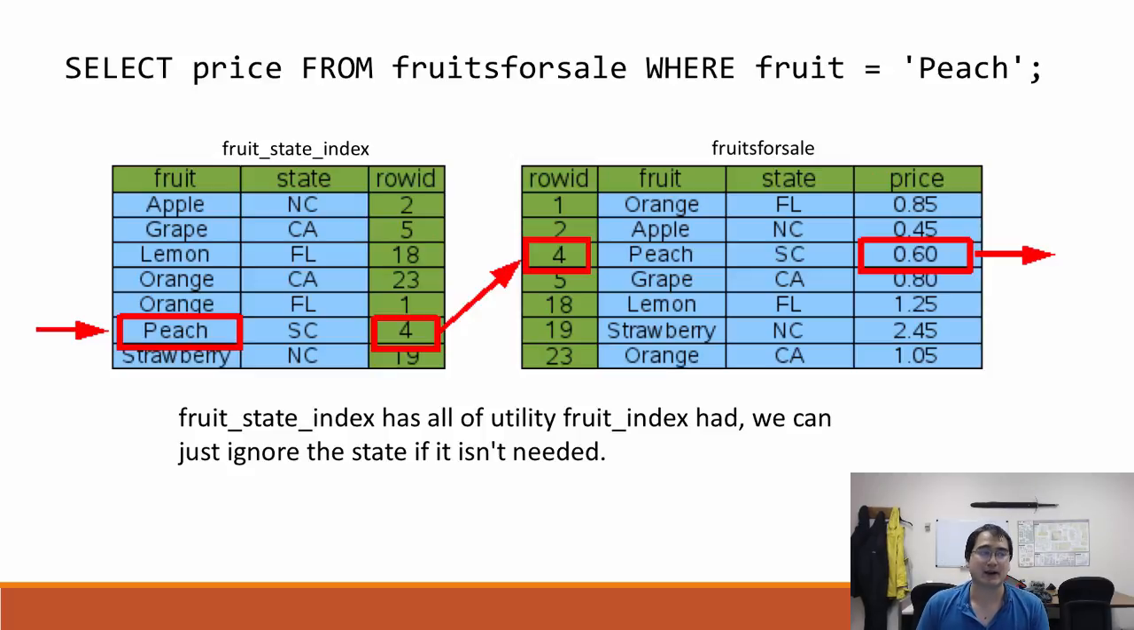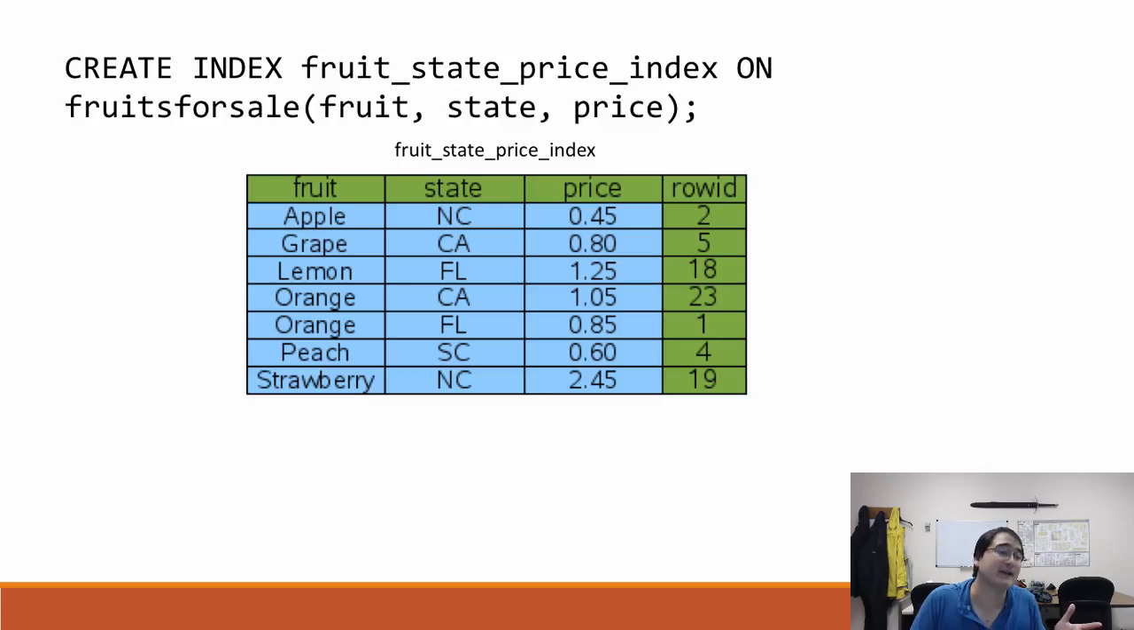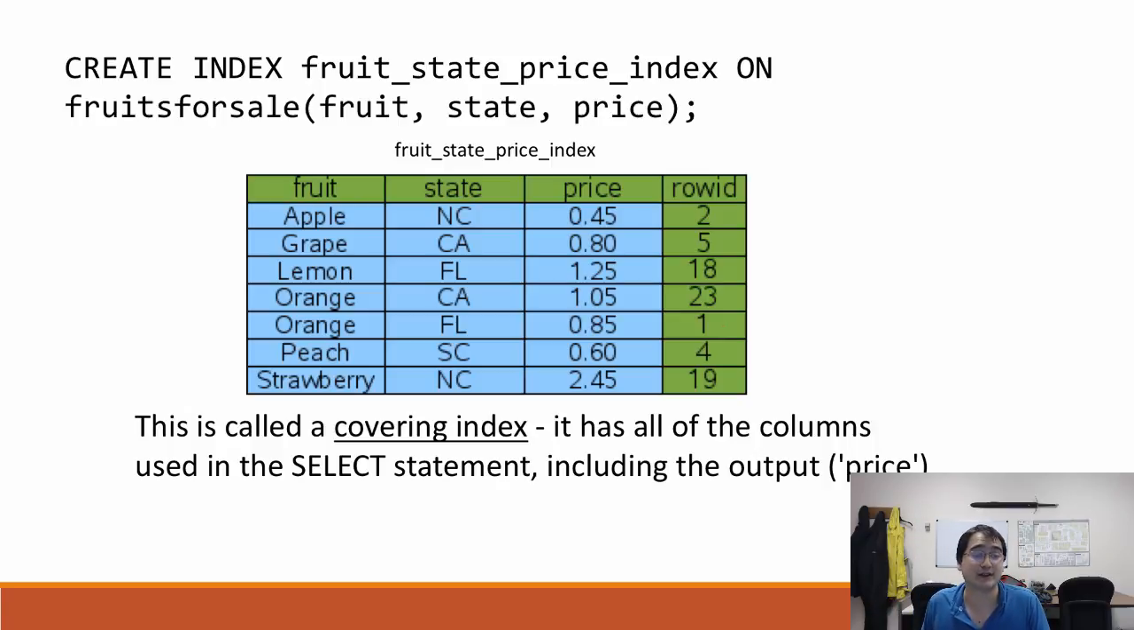Okay, so you might be going, gosh, the fruit state index was so useful. Why don't we make an index of everything? And in fact, sometimes that is useful. So I'm creating an index that includes all of the columns in fruits for sale. This is called a covering index. It has all of the columns used in a given select statement, including the output. So what would that look like?